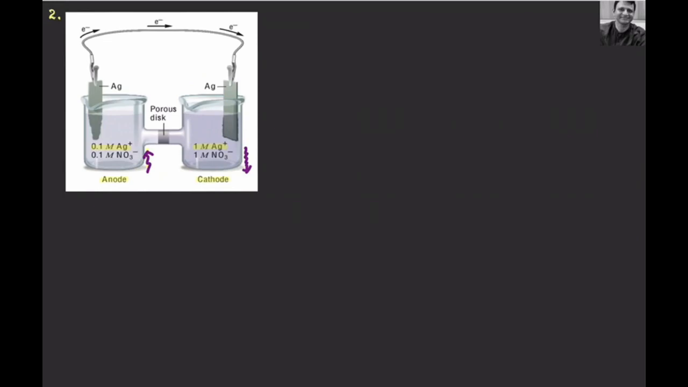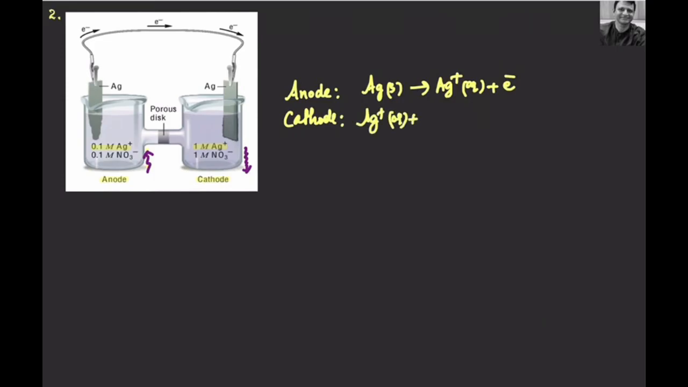So when we write the reaction taking place at anode, we can write that at anode Ag solid is converted into Ag plus ion in aqueous state by releasing 1 electron, and at cathode the Ag plus ion in aqueous state will accept 1 electron and deposit on silver metal. So if we write the overall reaction, we can cancel out the number of electrons on the left hand side and right hand side. We can cancel silver metal on left hand side and right hand side, but we cannot cancel Ag plus ion on left and right because their concentrations are different.